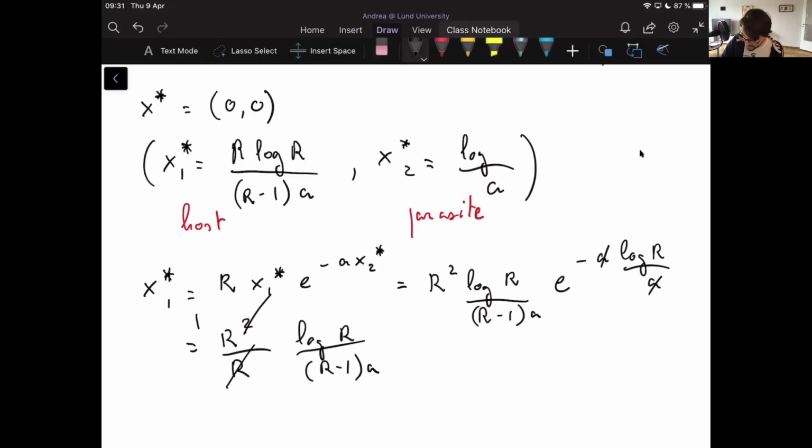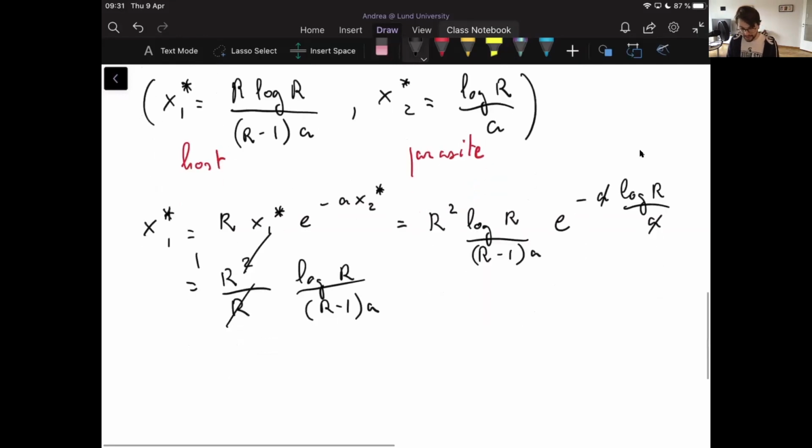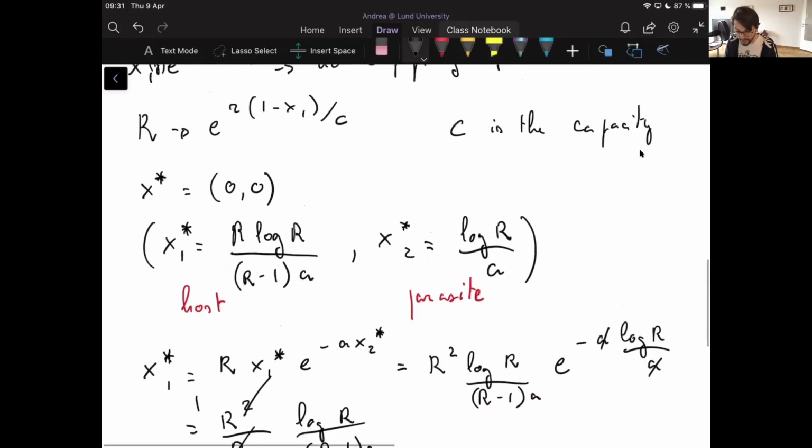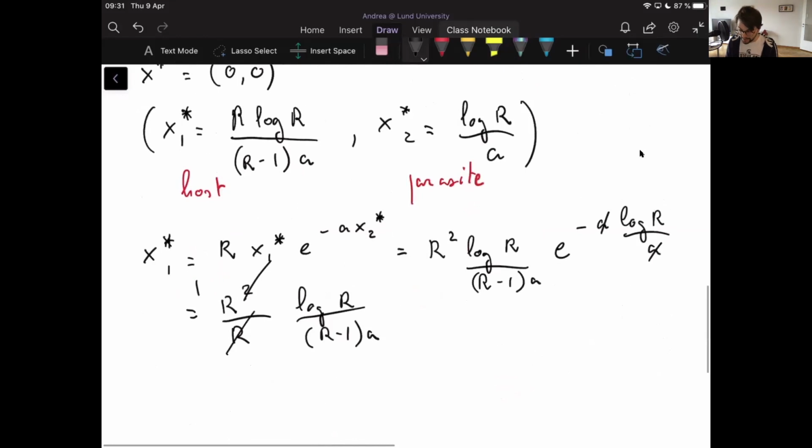Yeah. So I did it for the simple system. The situation where I substitute with the account for the capacity of the environment is a little bit longer, and it's way more boring to do it. Analytically, it's very difficult actually. So we have to do it numerically, and we will see now how to do it.